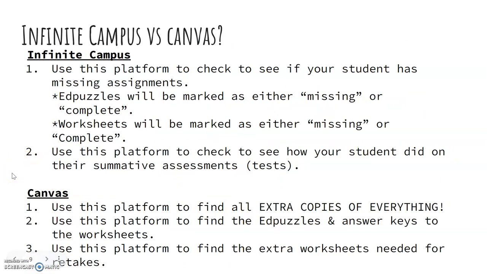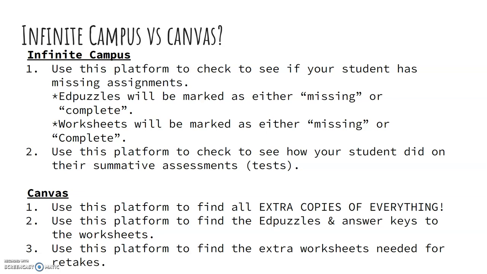Now, Infinite Campus versus Canvas. So Infinite Campus, you're going to use this platform to check to see if your student has any missing assignments. Edpuzzles and worksheets will either be marked as missing or complete. So if you see a missing, that means that your student did not complete that assignment. You'll also use Infinite Campus to check to see how your students did on their summative assessments, their tests.